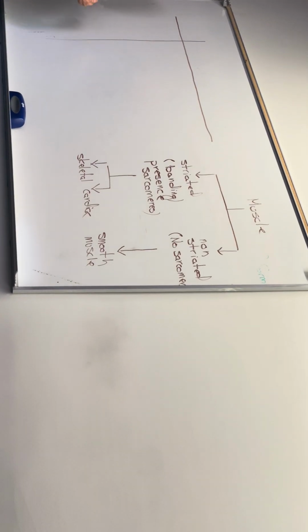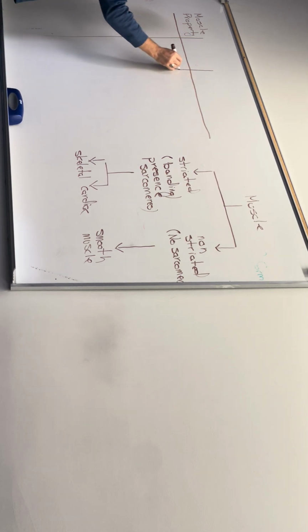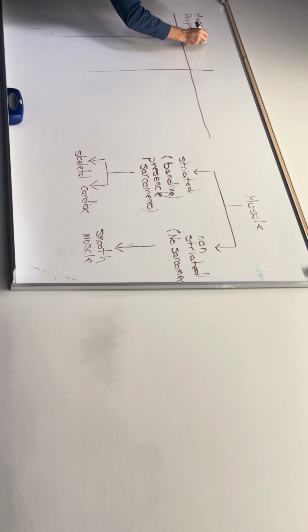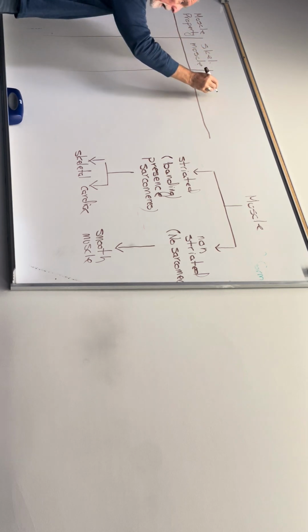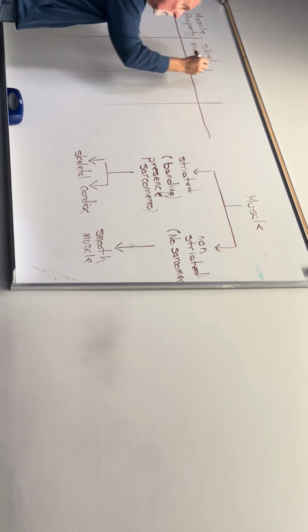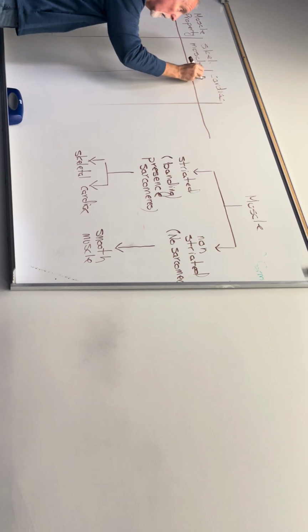All right, coming back to the table, we're going to put muscle property in the far left-hand column. The next column, we're going to have skeletal muscle. Cardiac muscle. And smooth muscle.